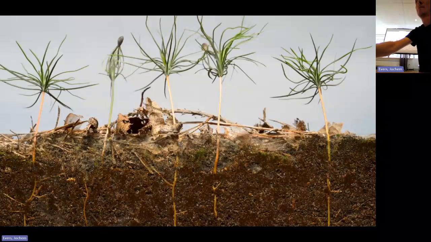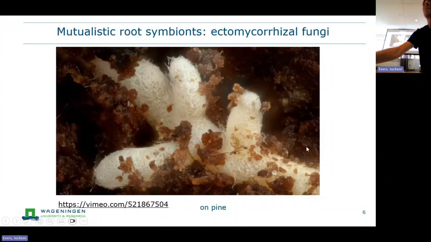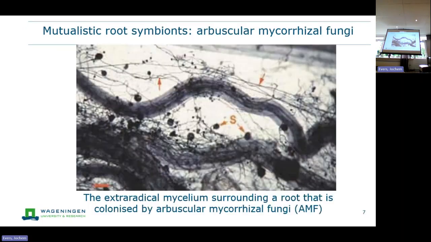So ectomycorrhiza, yes, you can see it, and actually many ectomycorrhiza also produce fruiting bodies. Quite a number of edible species of fungi are ectomycorrhizal, like your boletus, some truffles, to name a few. But then we come to the arbuscular mycorrhizal fungi. That's a bit of a different story.